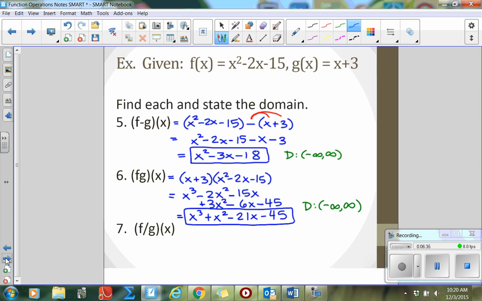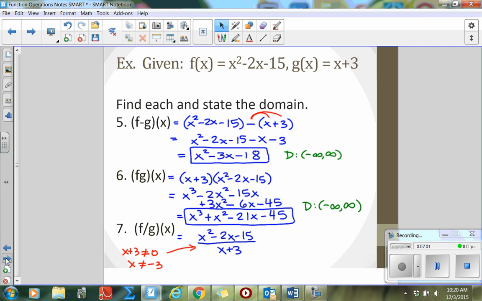And then finally, f of x divided by g of x. Looking at the denominator, we have to realize that we cannot mathematically divide by 0. So the denominator cannot equal 0, which means x cannot equal negative 3. My domain of this new function would be all real numbers except negative 3.